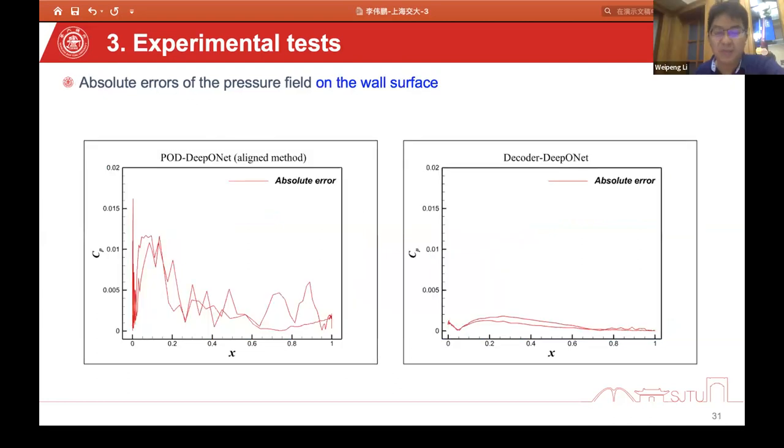And because we are mostly interested in the force for the airfoils, we give the distribution of the absolute errors of the pressure field on the wall surface. We can see that with the decoder DeepONet, the error of the pressure field on the wall surface is reduced significantly.